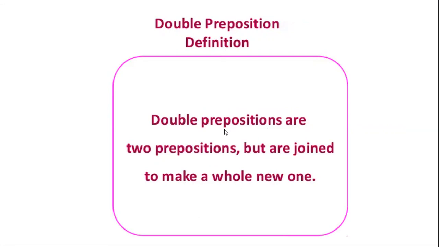So double prepositions are nothing but two prepositions, for example, up to, until, like that. They are two prepositions joined to make a whole new one. So two prepositions can be joined to make a new preposition.